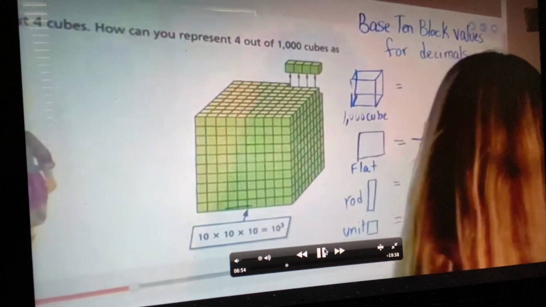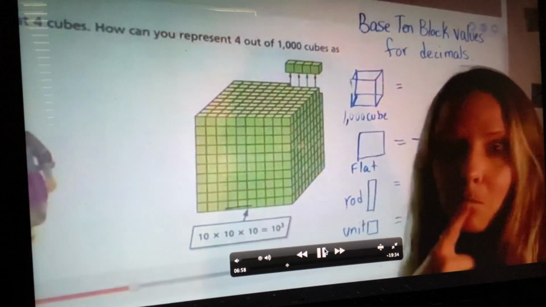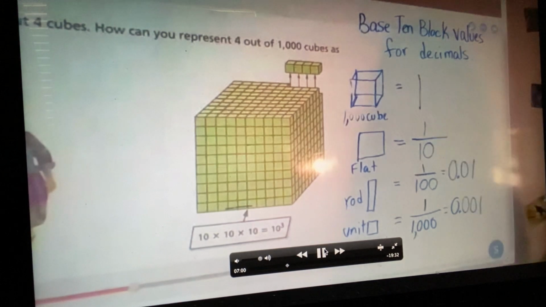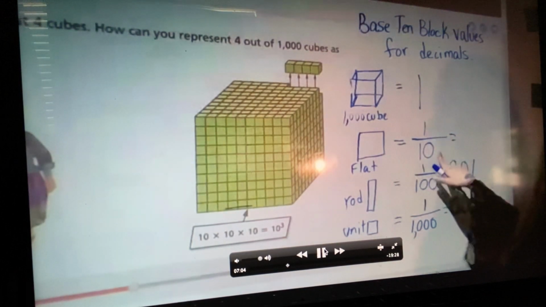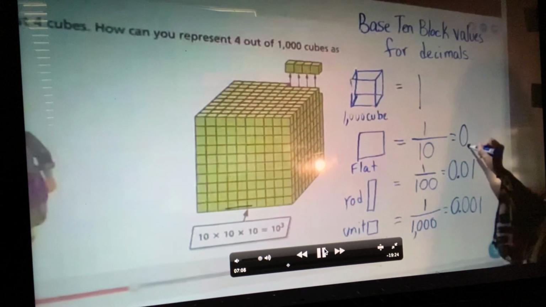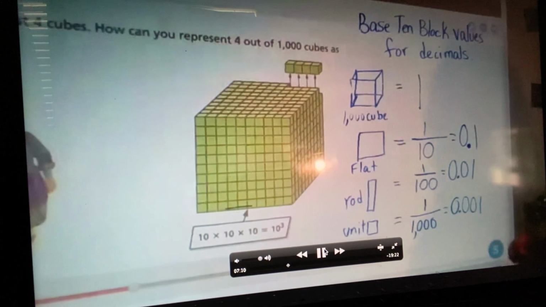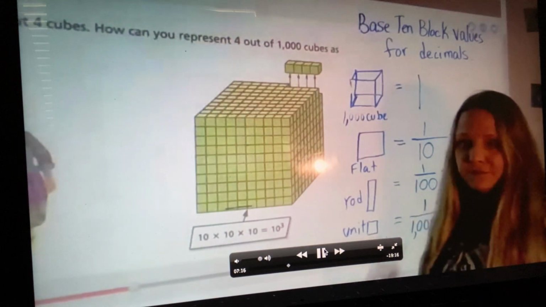All right. How many cubes does it take to make 1 cube? Just 1. Oh, I forgot my decimal over here. So how do I write 1/10 as a decimal? 0 ones, but I got 1/10. Make sure that this is in your notebook.